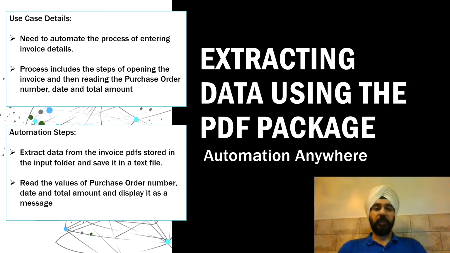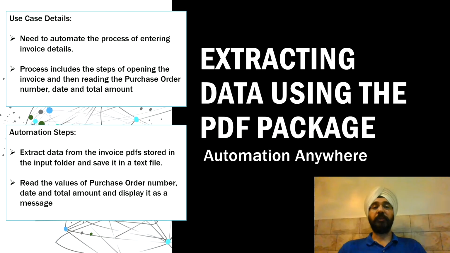The automation steps are very simple. I will first extract the data from the invoice PDFs, which are stored in the input folder, and save it into a text file, and then read the values of the purchase order number, date, and total amount and display it as a message. So today, in this demonstration, I'll be only performing these two steps just to demonstrate that you can actually extract data from the PDF, and it is so simple to do using Automation Anywhere.